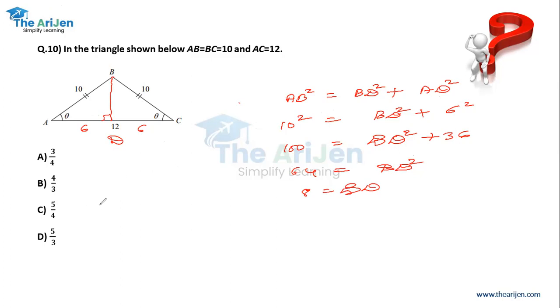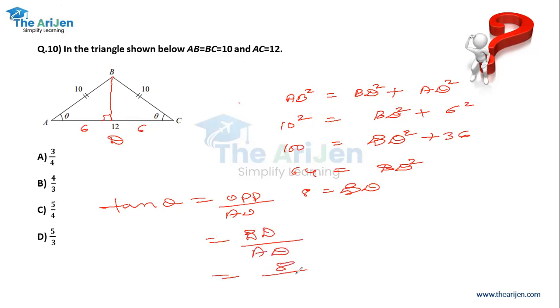And using 8, on finding tan theta, which is opposite upon adjacent, right? You will have BD upon AD, and BD is 8 and AD is 6. On solving that, you will get 4 by 3. So option B is correct. This is very easy. You first take this triangle, use the value of BD, which is 8, and the ratio with 6, and you find out tan theta.